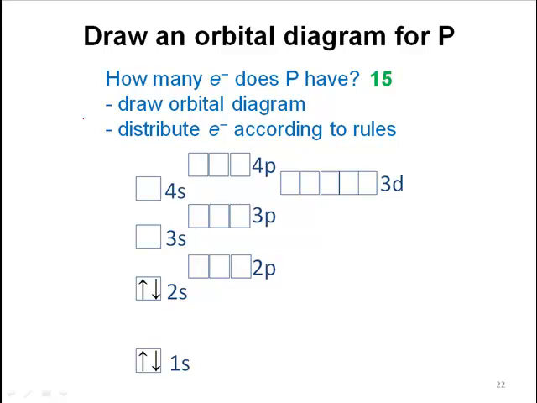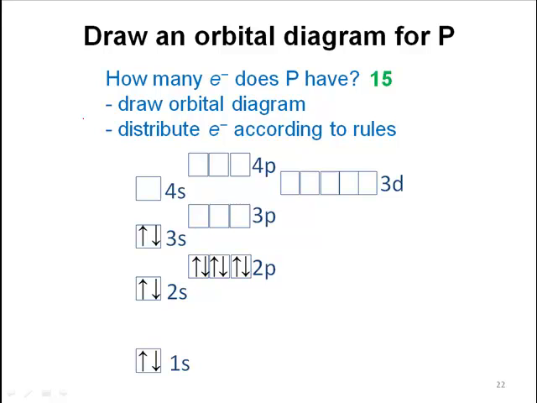So 2p, where does it go? It's got to go up, up, up. And then it goes what? Down, down, down. So now we've got 2, 4, 6, 8, 10, 12. We have 3 more left.